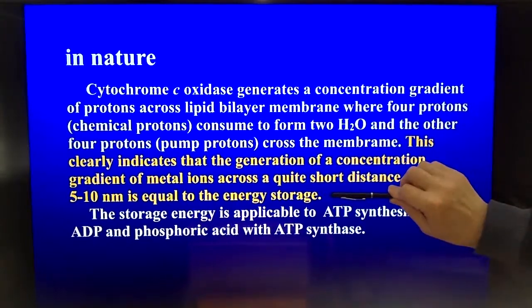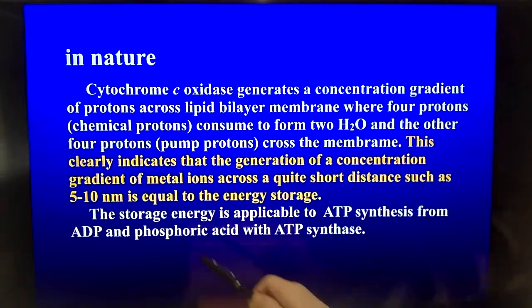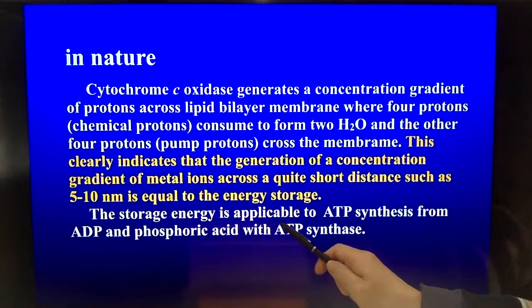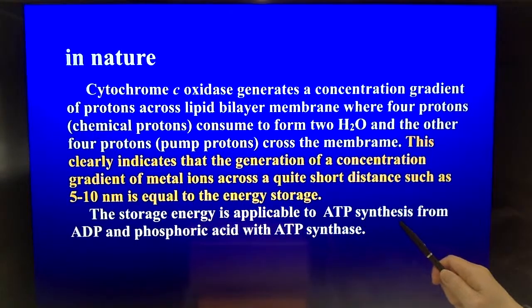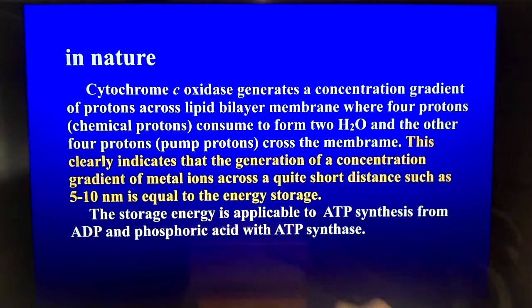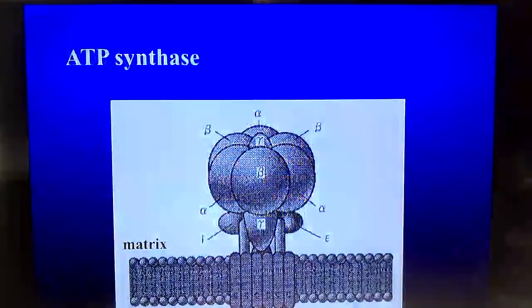At this point, energy is stored as proton concentration. And then this stored energy is applicable to ATP synthesis from ADP and phosphoric acid. How can you use this?